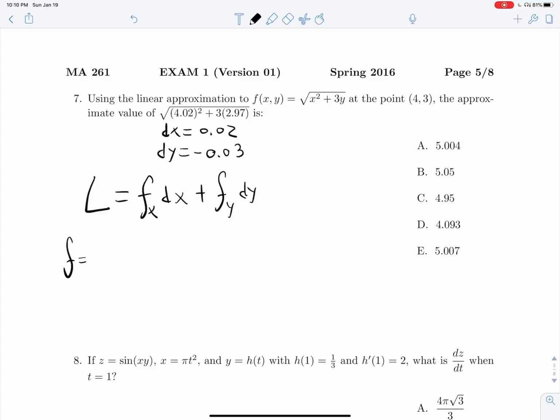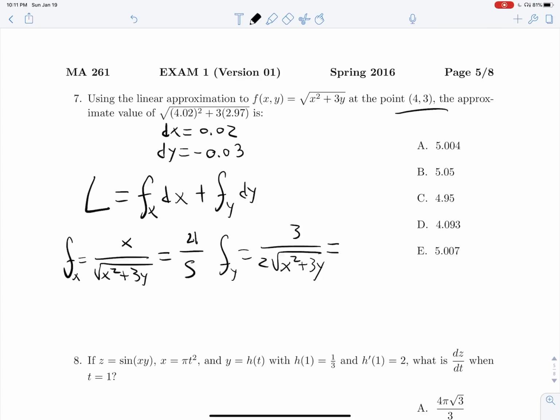But before we get to any of that nonsense, we have to find our fx. So the partial derivative of this with respect to x is going to be x over root x squared plus 3y. And fy will be 3 over 2 root x squared plus 3y. And we have to evaluate these at (4, 3), because that's still the point that we care about. So all of these square roots are going to turn into 5, because we're going to get 16 plus 9, which is 25. So fx is going to be equal to 4 over 5, and fy will be 3 over 10.